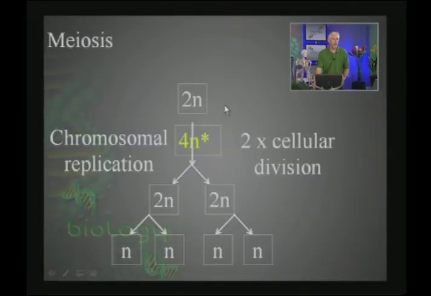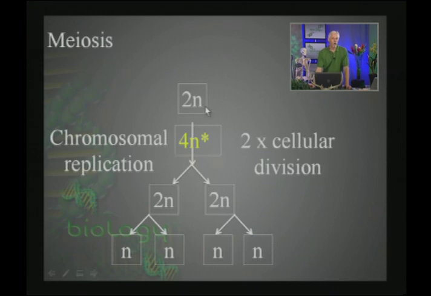All right, so let's consider this other type of cell division, meiosis. Meiosis is a different type of cell division. It's referred to as a reduction division. What it's going to do is cut the number of chromosomes in half effectively, reducing ploidy by half. So again, it will involve 1 round of chromosomal replication, but this time 2 rounds of cellular division.